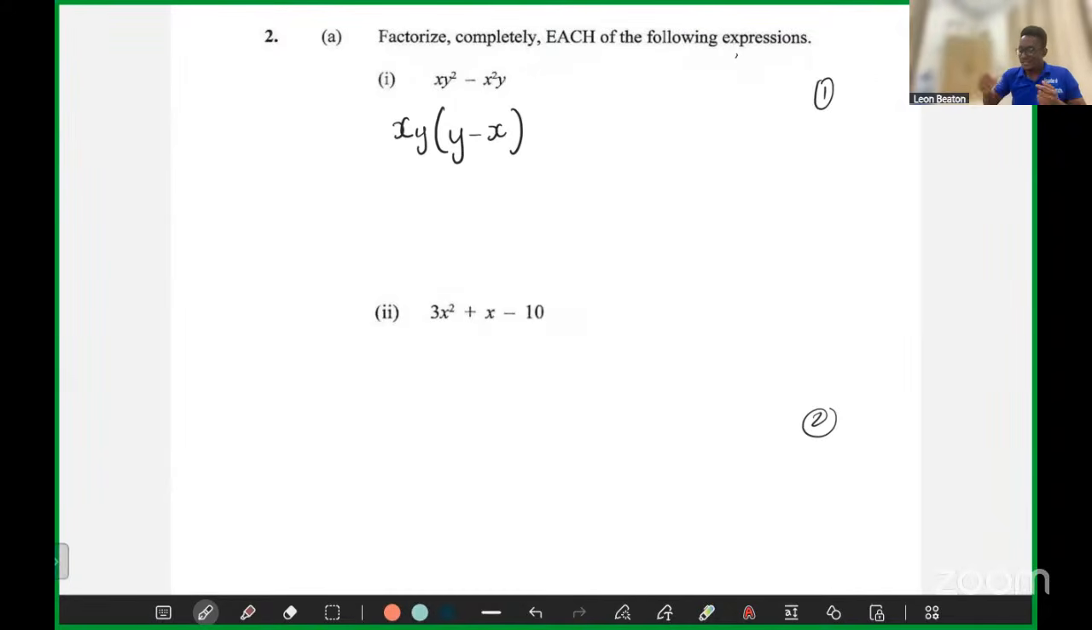All right. So let's go. The next one says 3x squared plus x minus 10. We're asked to factorize that. How do we factorize that? Let me ask the chat again.